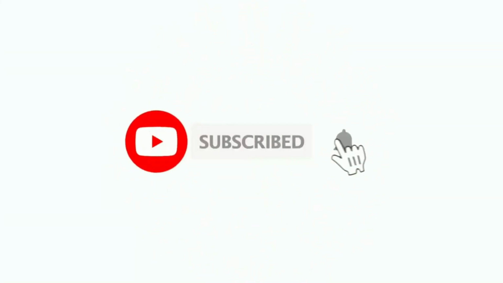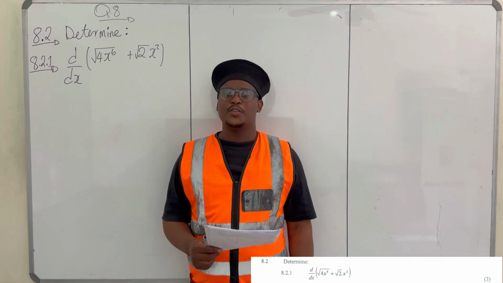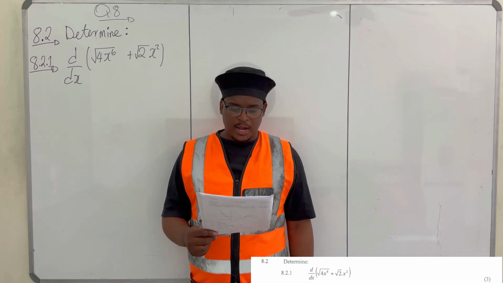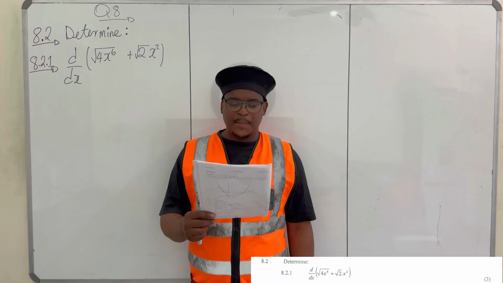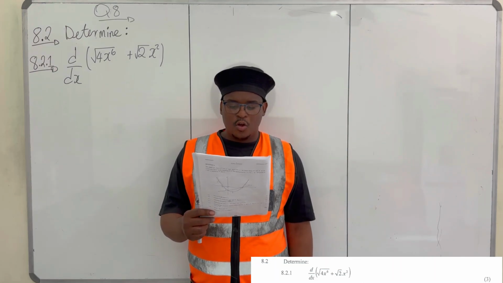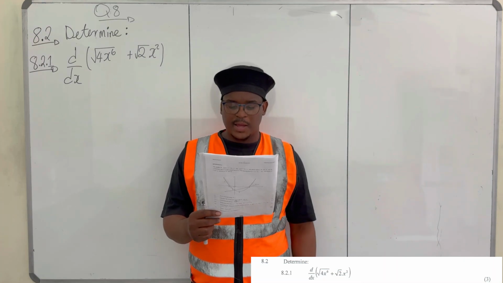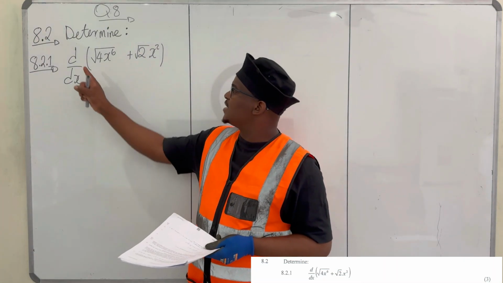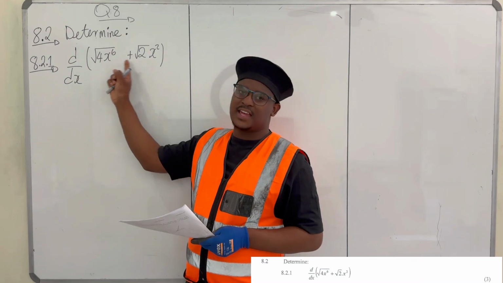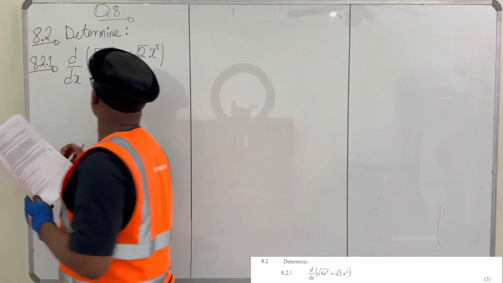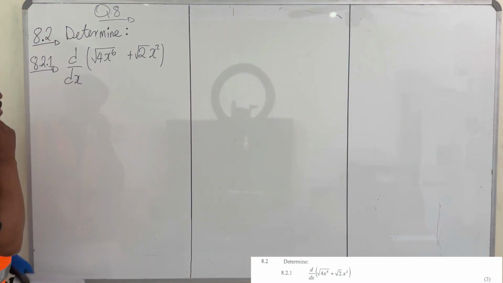So let's clean the board. Okay, so now we're doing 8.2. 8.2 reads as follows. Determine the derivative with respect to x of the square root of 4 times x raised to 6 plus the square root of 2 times x squared. So they want us to find the derivative with respect to x of this thing here. No problem.